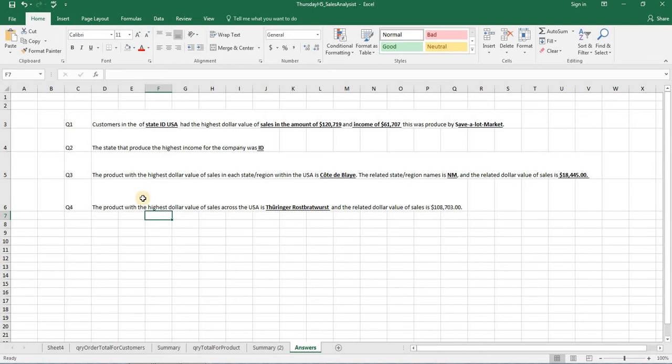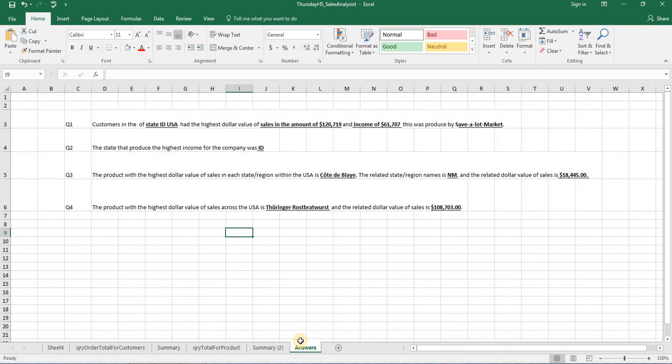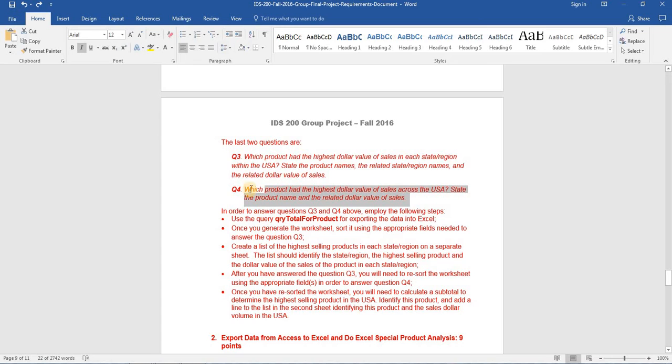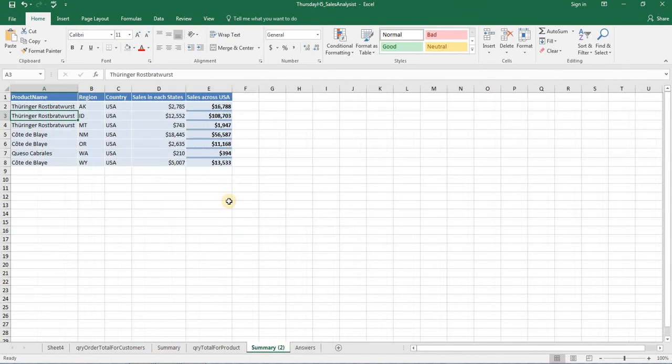Alright, so that makes sense. And for number 4, the product with the highest dollar value of sales across the US is this one, and the related dollar value of sale is right there. Let me just highlight this a little bit so we don't get it twisted. And back to the answer, it's saying it's a product that had the highest value of sale across the US. This makes sense.